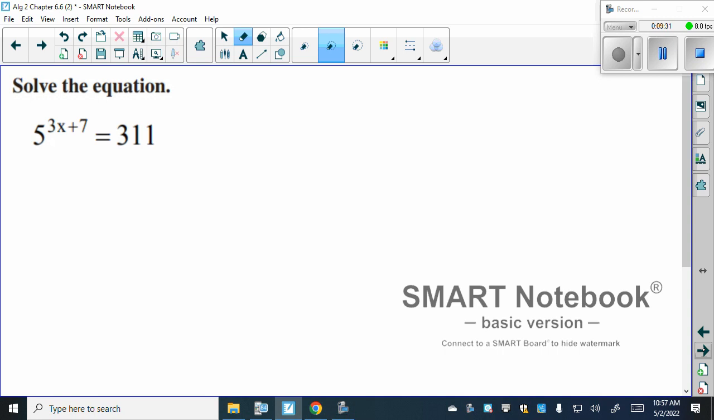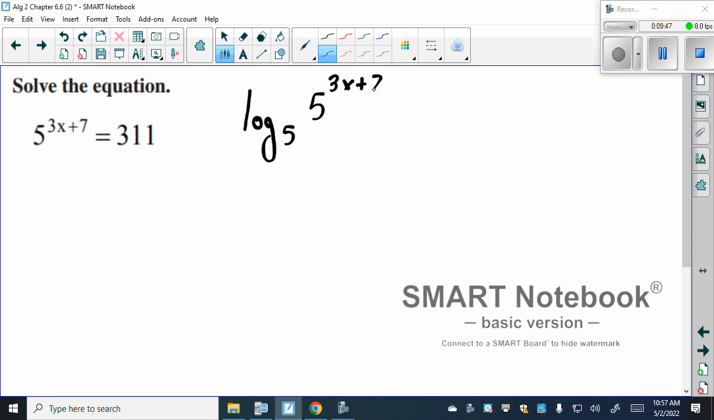So looking at this one here, we have 5 to the 3x plus 7 equals 311. Now we do only have one thing on either side, so what can we do first? We can apply log base 5 of 5 to the 3x plus 7 equals log base 5 of 311. And the reason we're doing this is because log base 5 of 5 simplifies to 1, and that exponent's going to be moved out front.